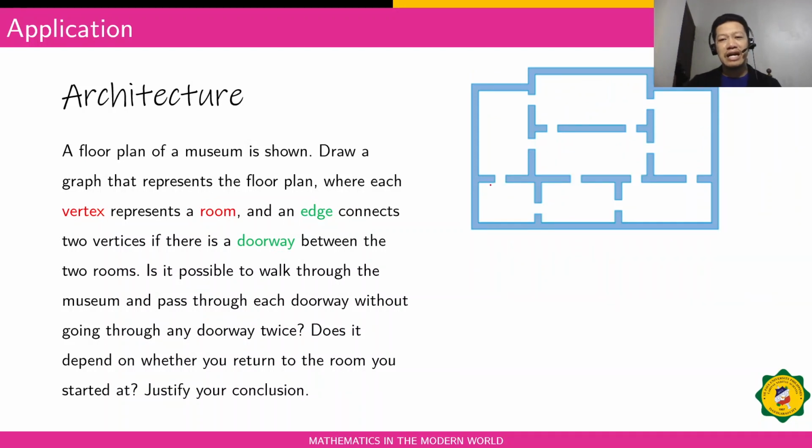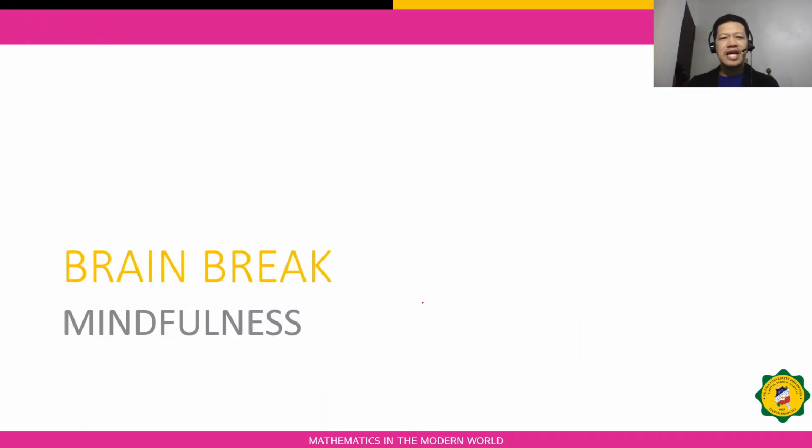And here is another floor plan, the same as the architecture one. So I leave this as your assignment. You need to try this out. Okay? And these are some of the applications of Euler circuit and Euler path.